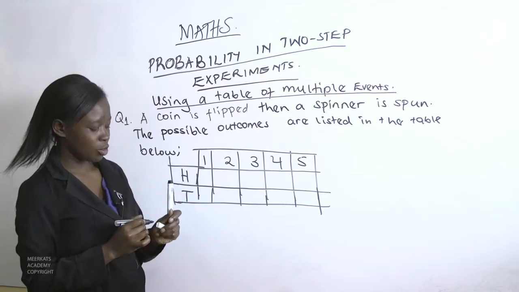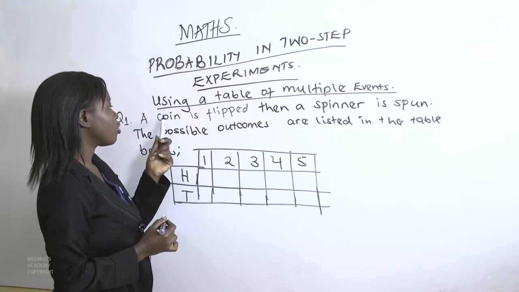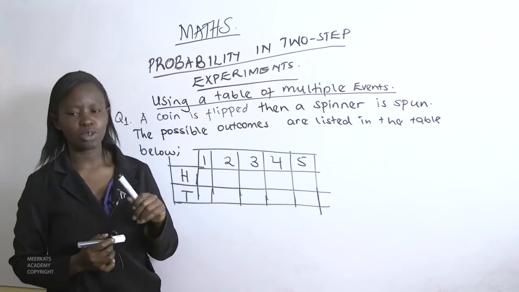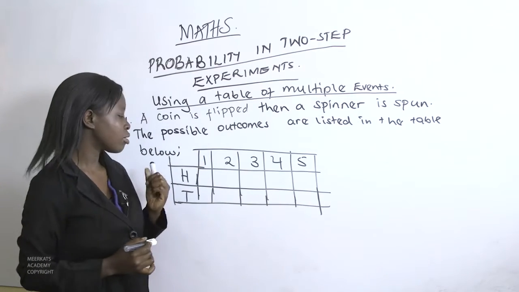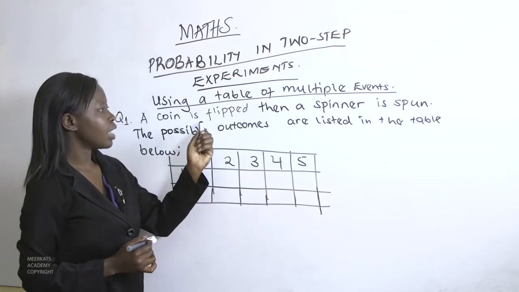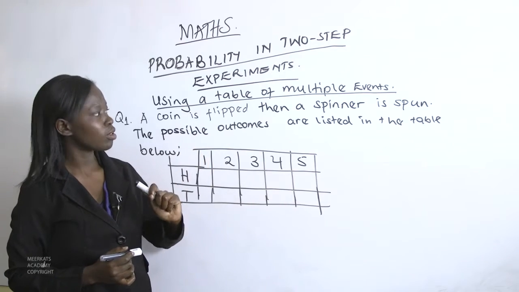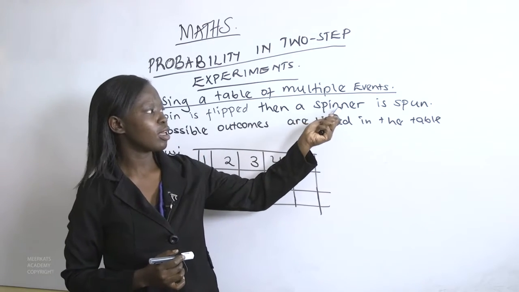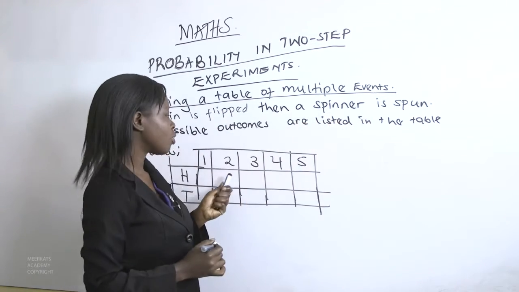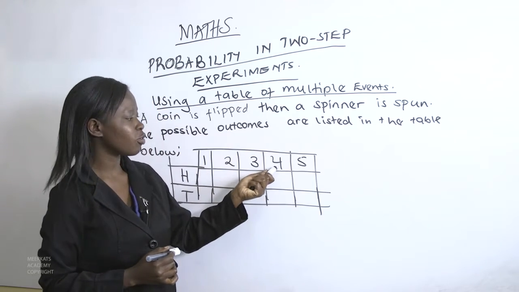So these are the two outcomes we have. We are talking about a coin being flipped. We know that a coin has two sides, head and tail. Then, apart from a coin being flipped, we have a spinner that is being spun. This spinner has 1, 2, 3, 4, 5.